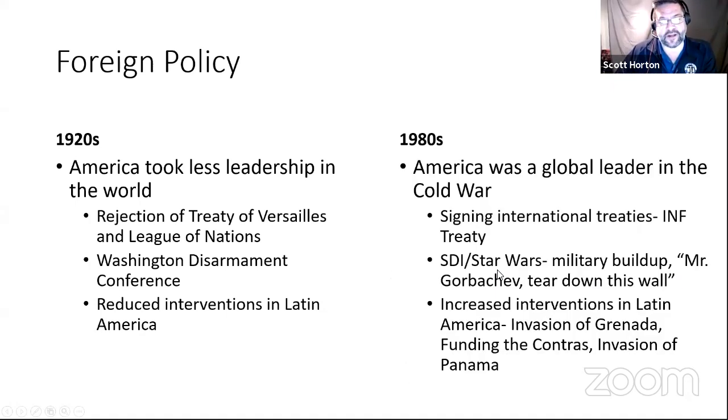In the 1980s, I think you're going to see a lot of red arrows here on this one, because the United States, in this case, doesn't have the opportunity to do that or doesn't do that. So America was a global leader in the Cold War, where we were considered the leader of the free world. The United States is signing international treaties, like, for example, the INF Treaty, the Intermediate Nuclear Forces Treaty between the US and the Soviet Union. SDI, which we're going to watch a quick little clip of the animation that the government put together for this. But the idea of this was to build up our military and to force the Soviets to try to keep up with the US military. So they came up with this plan that was nicknamed Star Wars. The technical name for it was Strategic Defense Initiative.